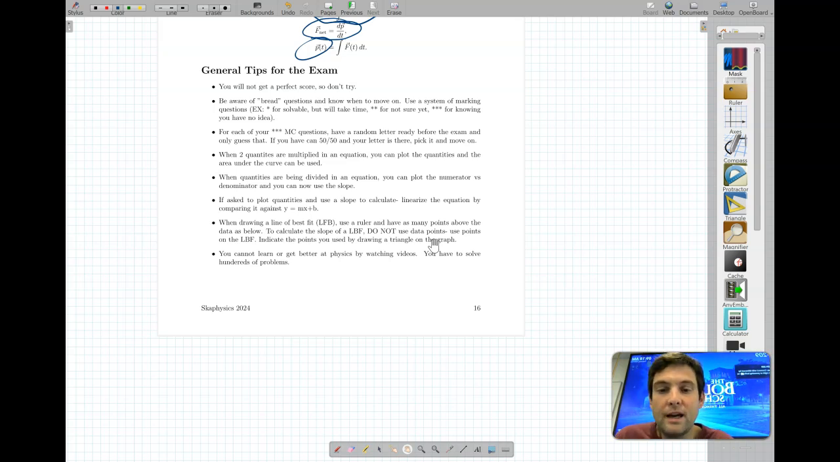So the system that I suggest is 1 star for solvable, but it will take you some time. There's going to be some calculations involved or maybe a long derivation. 2 stars for you're not sure yet, but it feels like something you remember, but it's just not coming too quickly, so move on. Give it 2 stars, come back to it. Maybe after you've seen the test, something later on in the test is going to jog your memory and you'll be able to come back and answer it a lot quicker.